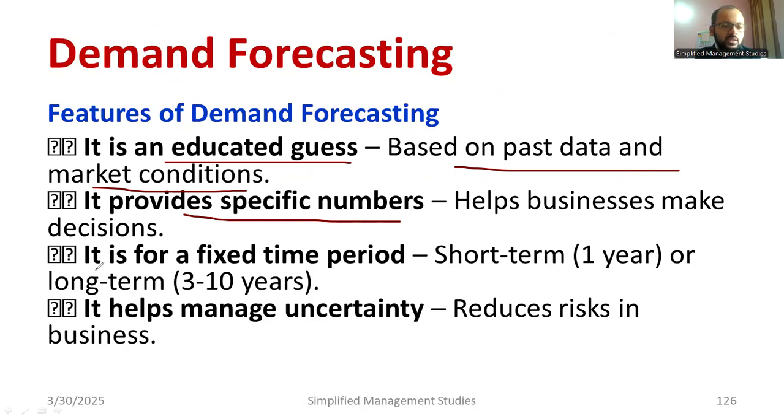It is for a fixed time period, maybe a short term. Short term means up to 1 year. If it is long term, it is up to 10 years. So we can classify it as short term and long term. It helps to manage uncertainty and reduces the risk of business and variations. All these things I can take care of. These are the various features of demand forecasting.